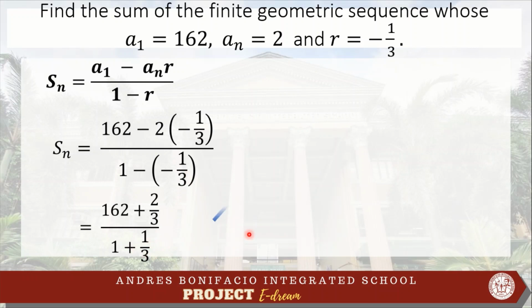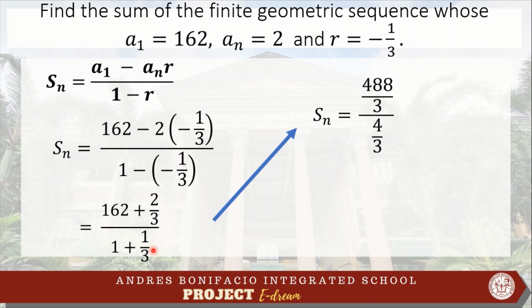We simplify further. We have here 162 plus 2/3, which is 162 and 2/3. We have to express it as an improper fraction. So what we do is we multiply the denominator, 3 times 162 is 486, plus the numerator 2. So we have 488 over, we simply copy the denominator 3. So 488 over 3 divided by 1 plus 1/3, which is 1 and 1/3.